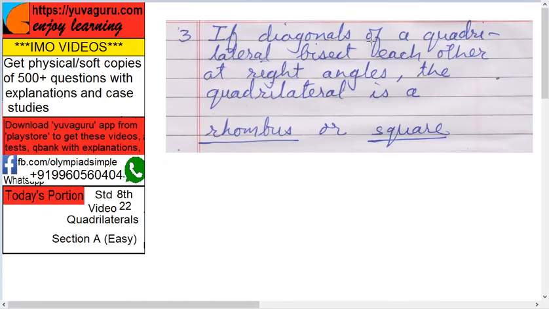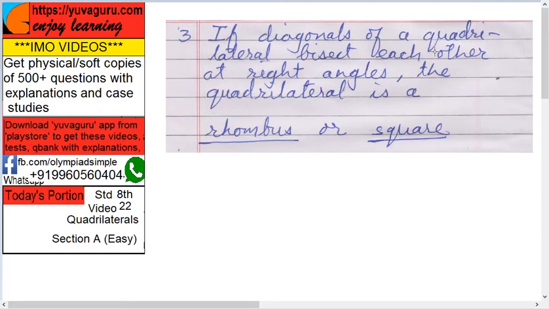If diagonals of a quadrilateral bisect each other at right angles, then the quadrilateral is known as, remember, rhombus or a square, either of these two. Check what the answer is given in the exam, write as given. Remember one thing, if they are bisecting at right angles, then it's rhombus or square.